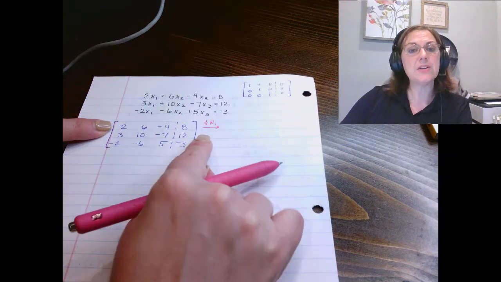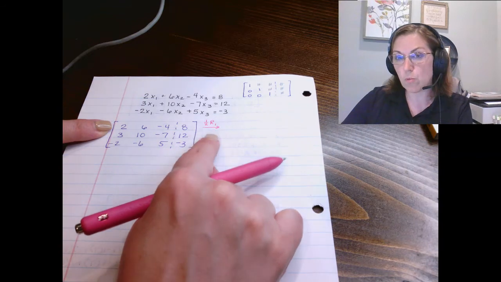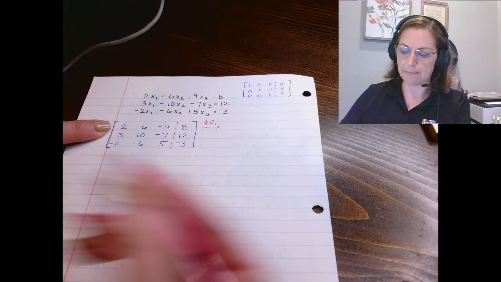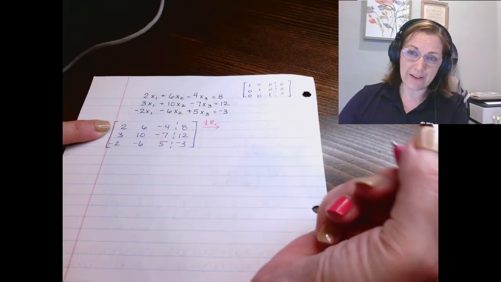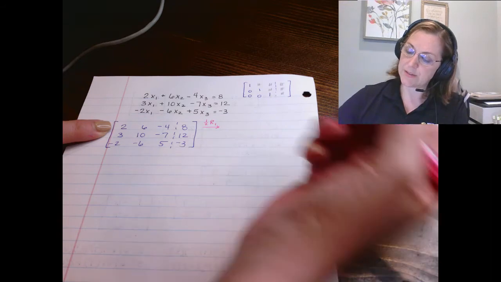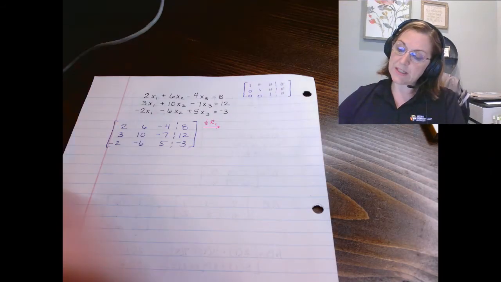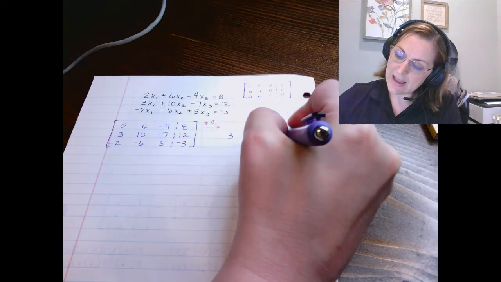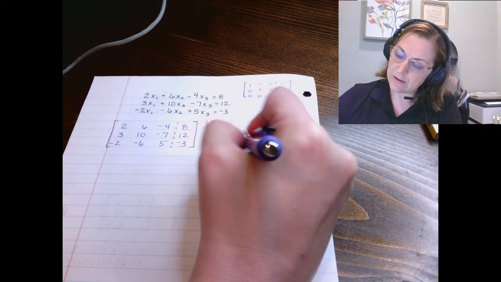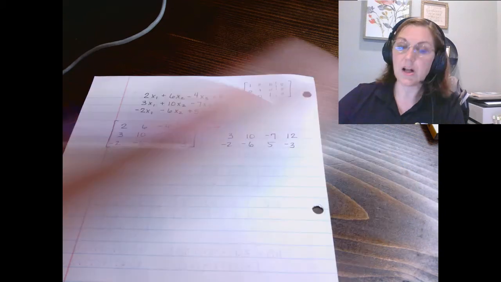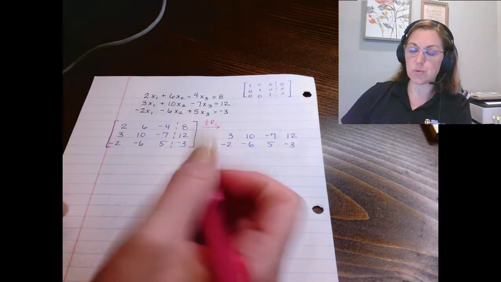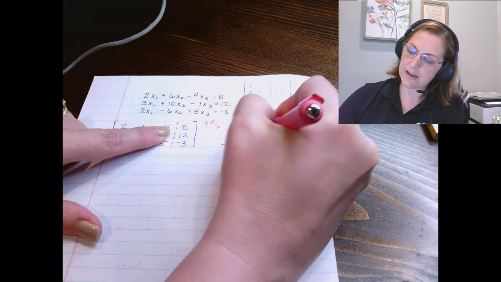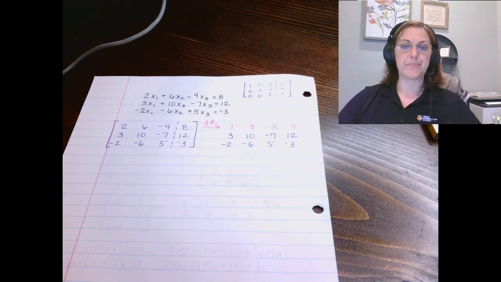Now what I'm doing here is just making a note for myself of what I did, so that when I come back to it, I can look through my notes and go, oh yeah, that's what I did in that step. I don't have to show that, but it makes a little bit better sense. That means I'm going to be leaving row 2 and row 3 alone. I'm only making changes to row 1. So we multiply by half, we get 1, 3, -2, and 4.